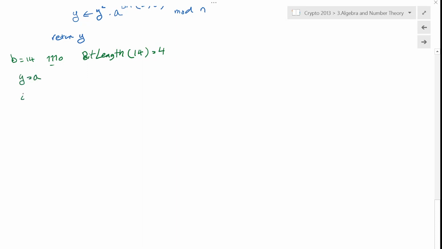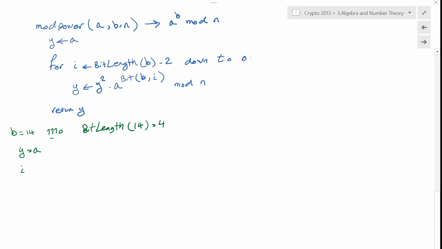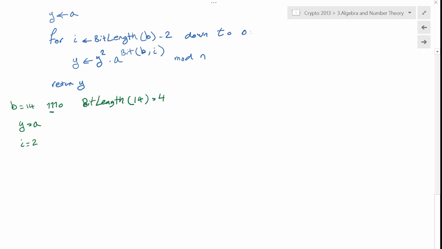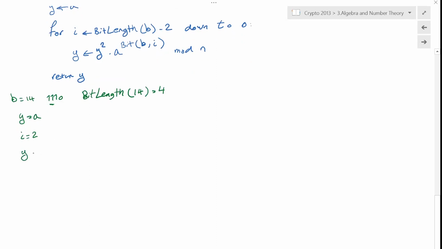And then in the first loop over here, we start with this bit, and i equals 2. What it says is that whatever the value of y is, y squared times a. And then what is the bit value of this position 2? In position 2, the bit value is 1, so to the power 1. y so far is a, so I would get a squared times a to the 1, which would become a to the 3.